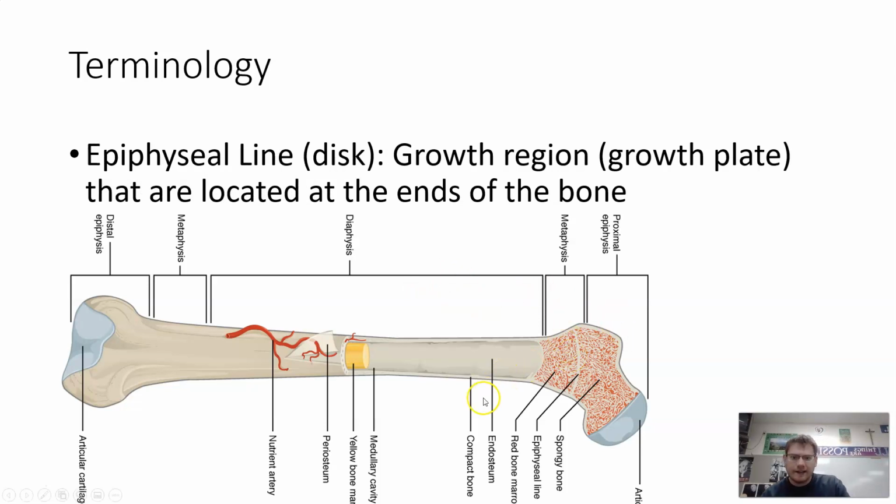Epiphyseal line or disc, this is the growth region or growth plate that are located at the ends of the bone. So here you can kind of see in between this red bone marrow, there's this little line right here, and that's your epiphyseal line or disc. And this is how you grow. It kind of grows from this disc. So doctors can look at your disc and see if you're done growing or still have a little bit of time left. Women usually stop growing at about the age of 16, whereas guys can grow all the way up until 25.